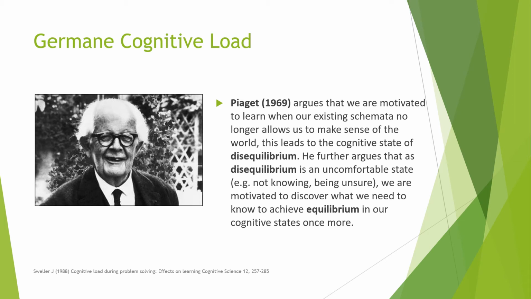Piaget says that what motivates us to learn is when our existing schemata no longer allow us to make sense of the world. And he said that this leads to the cognitive state of disequilibrium, the state of not knowing or being unsure. And he argues that we're motivated to discover what we need to know to achieve equilibrium in our cognitive states once more.